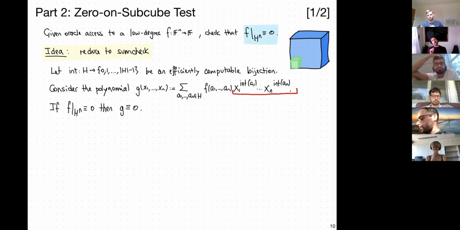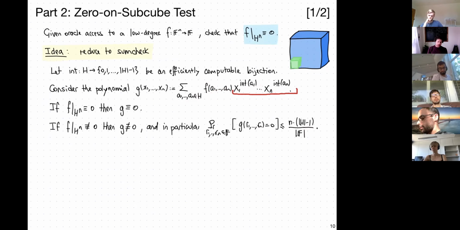But here I'm trying to think about it abstractly, because we'll also use it later in other settings. And I just want to be able to say, remember that we said that being 0 on a subcube is exactly the same as the subject. Yeah. Okay, so we know that if this is 0, then everything is 0.